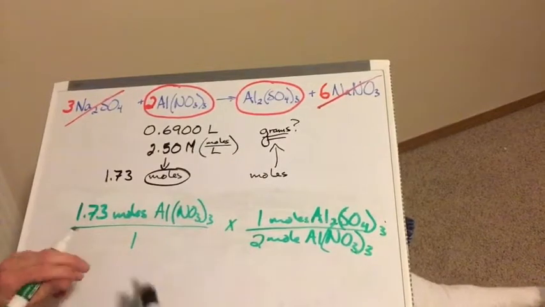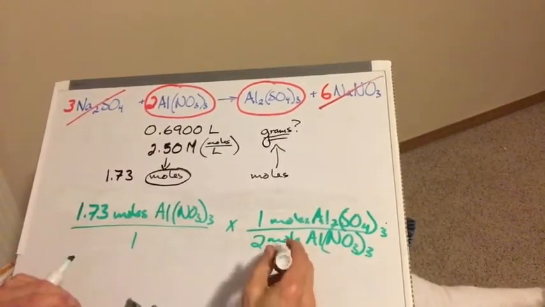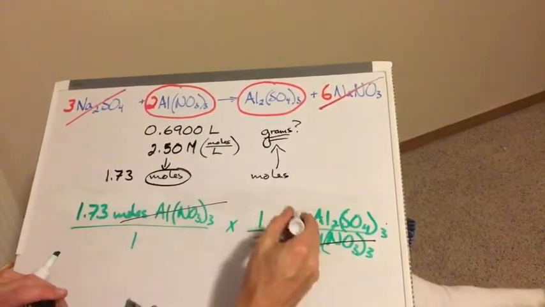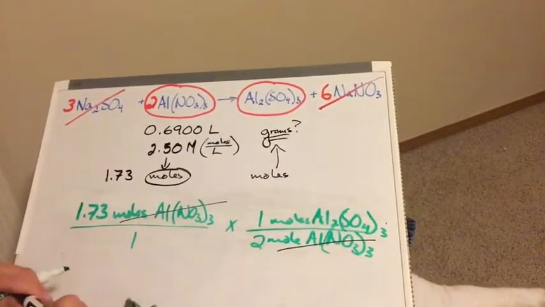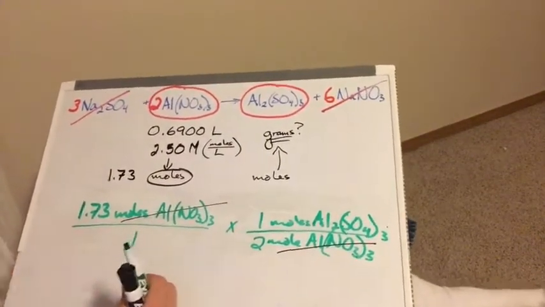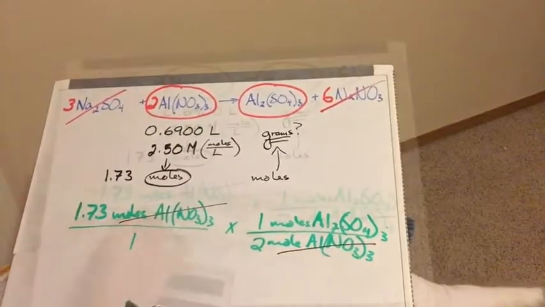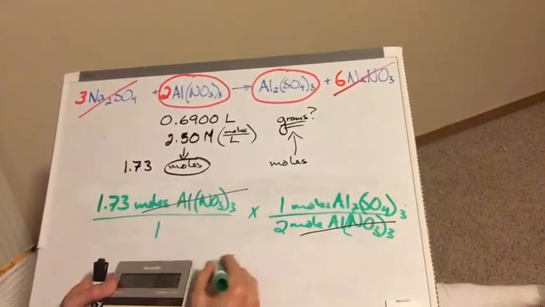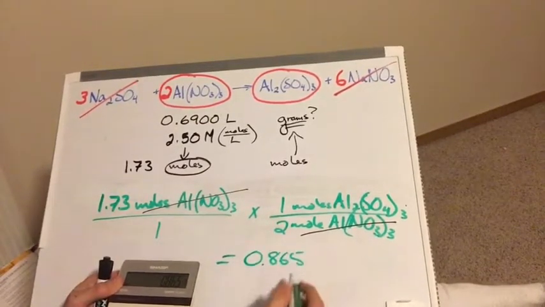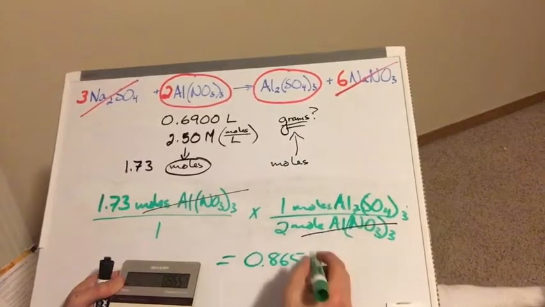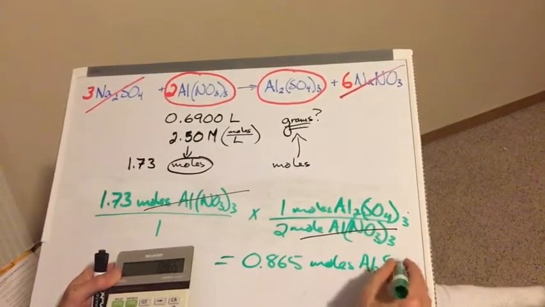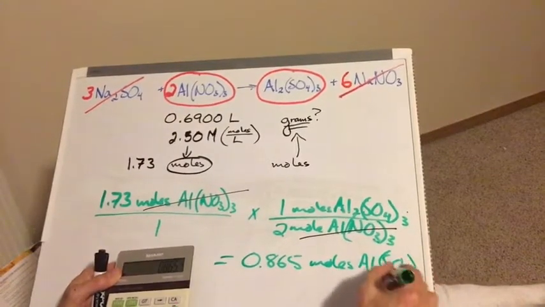We'll also be able to cross out, so you can see how this works cleanly, moles of aluminum nitrate crosses out with moles of aluminum nitrate, and we end up with moles of aluminum sulfate. So if I just take that 1.73 and divide it by 2, I should have an answer. My answer came up to be 0.865, and we can keep that, moles of aluminum sulfate. Excuse my handwriting.